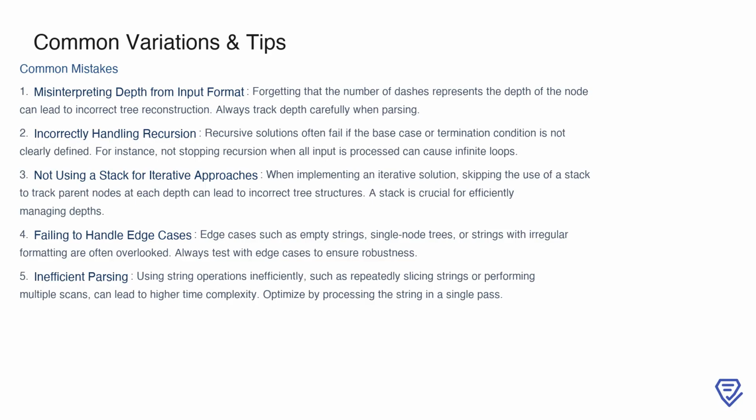For those working on an iterative approach, it's crucial to use a stack effectively. The stack helps track parent nodes at each depth, and omitting it can result in an improperly structured tree. Additionally, always account for edge cases. These include scenarios like an empty input string, a tree with only a single node, or irregular input formatting. Testing your solution against edge cases ensures robustness. Lastly, avoid inefficient parsing. Repeatedly slicing strings or scanning the input multiple times can significantly increase the time complexity. Instead, aim to process the string in a single pass for better performance.